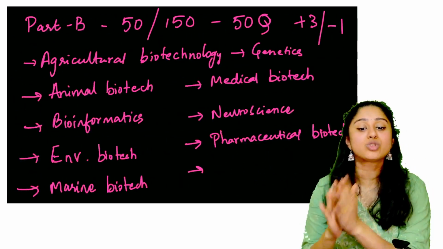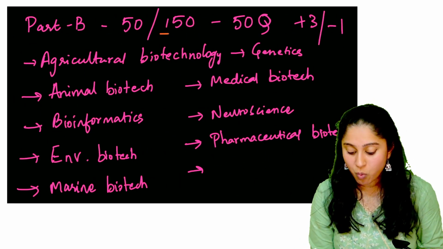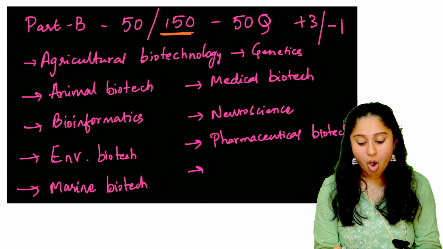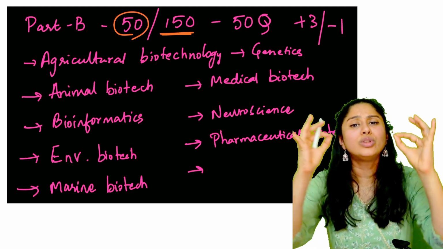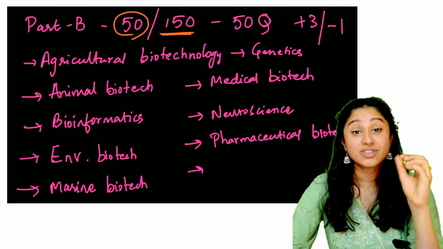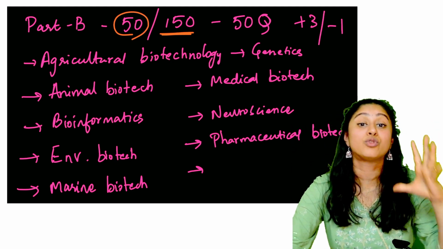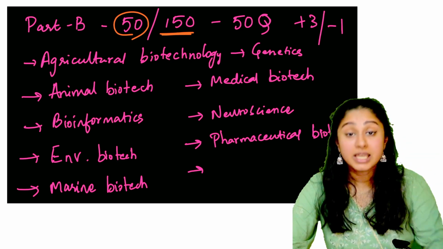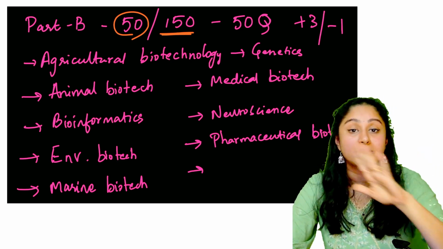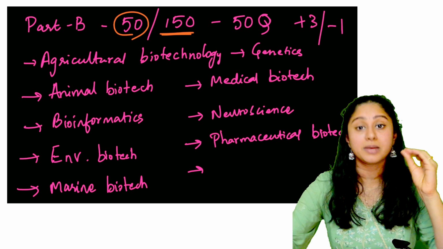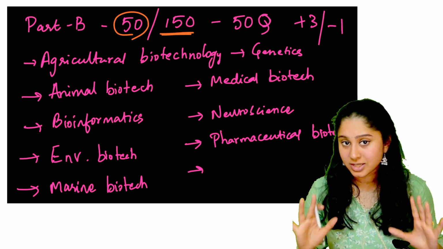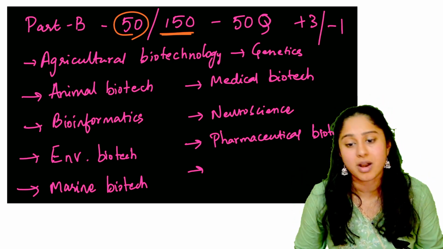Now when it comes to Part B, you have 150 questions of which you have to choose only 50 questions. That is just one third of the questions that are available. Here also the marking scheme is the same. You have +3 for correct and -1 for wrong answers. If you skip a question, no marks are carried for it.